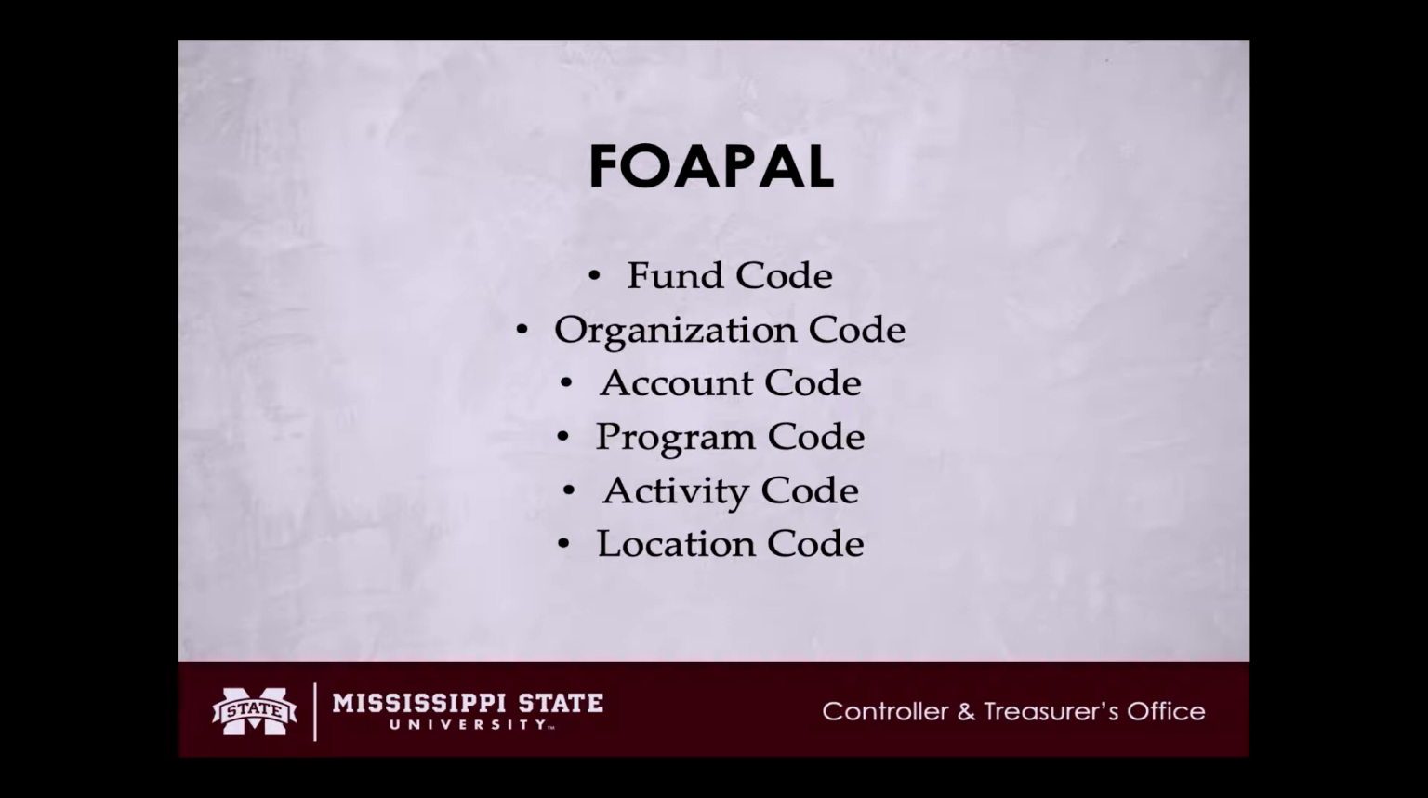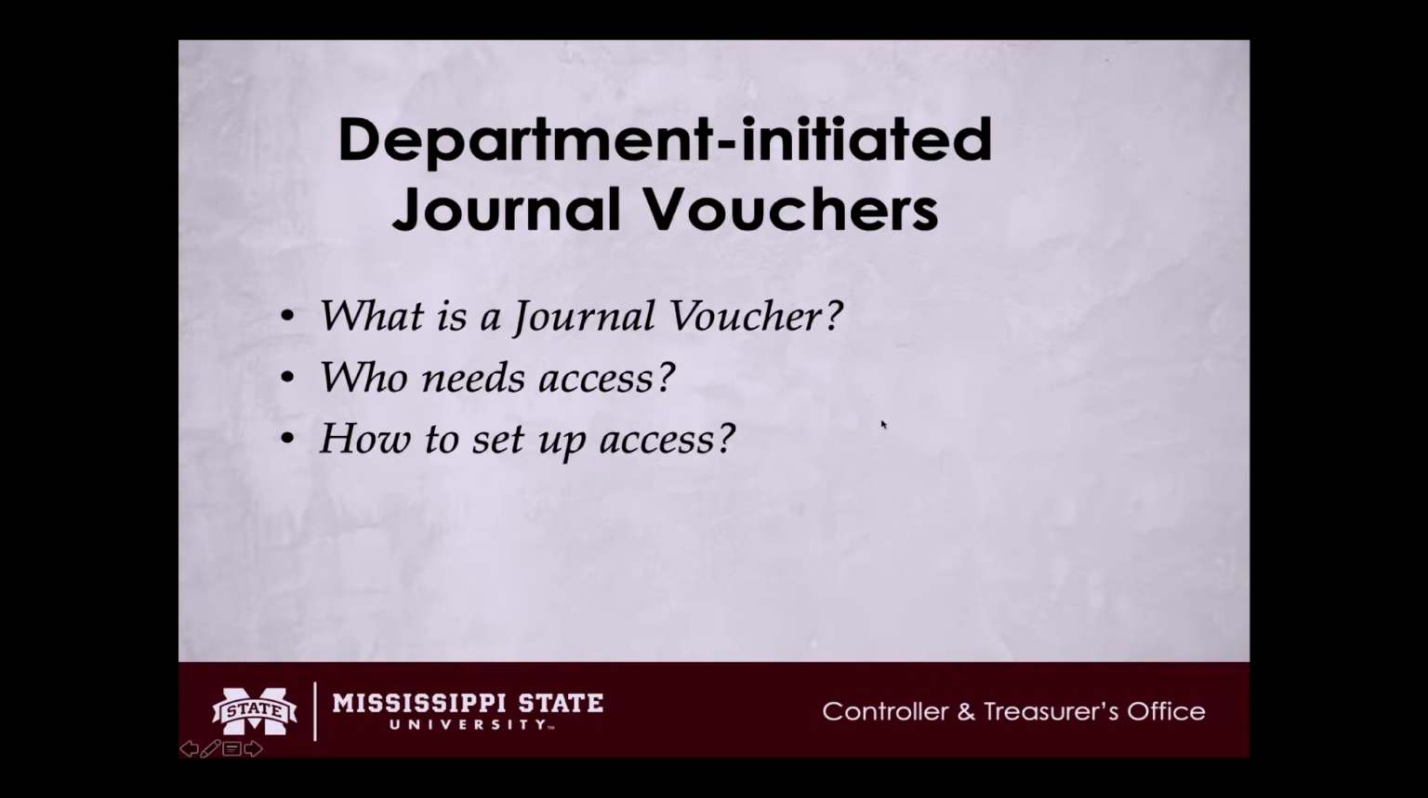And then the last one is only used by budget and payroll. This is the location code. This is just a 6-digit number for each position within the university. So for example, my position, senior accountant, has a 6-digit code associated with that budget and payroll uses to post the payroll documents.